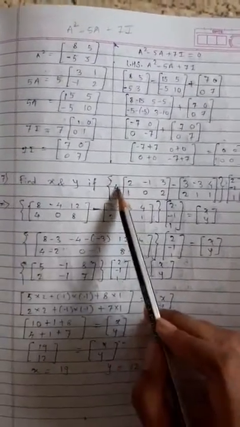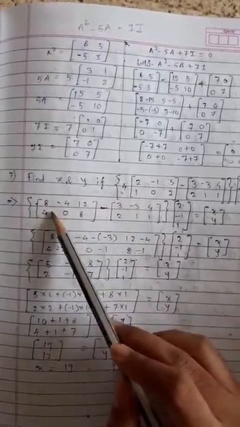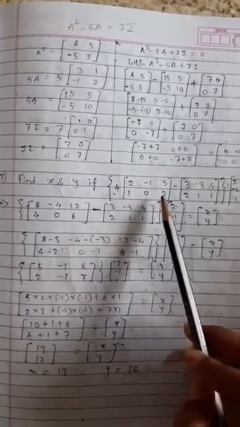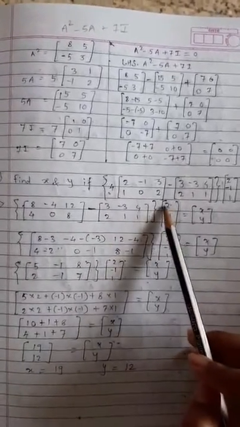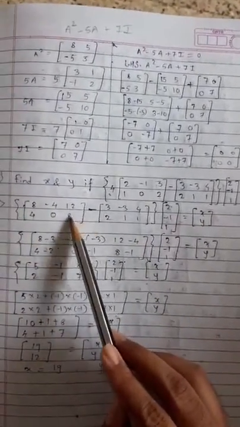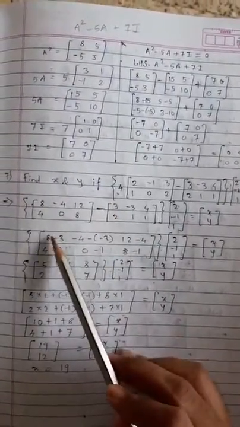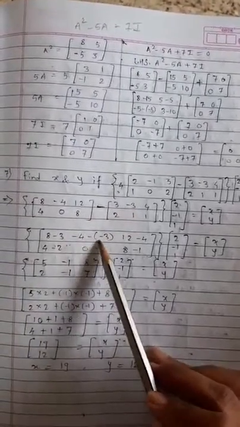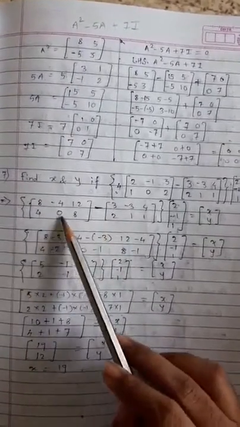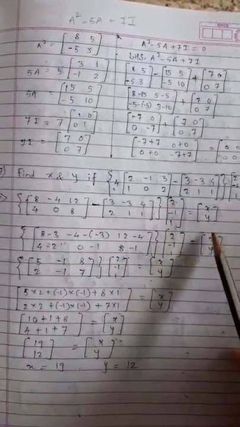by 4. So 4 into 2 is 8, 4 into minus 1 is minus 4, 4 into 3 is 12, 4 into 1 is 4, 4 into 0 is 0, 4 twos are 8. Minus 3 minus 3, this as it is, and this matrix as it is, and the last one, xy, also as it is. Now we will do the subtraction of these two matrices. 8 minus 3, minus 4 minus minus 3, 12 minus 4, 4 minus 2, 0 minus 1, 8 minus 1, 2 minus 1, 1 as it is, xy as it is.